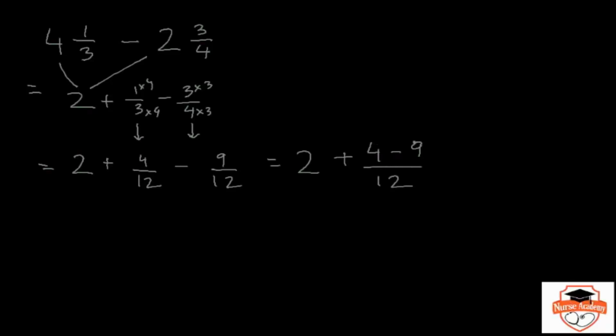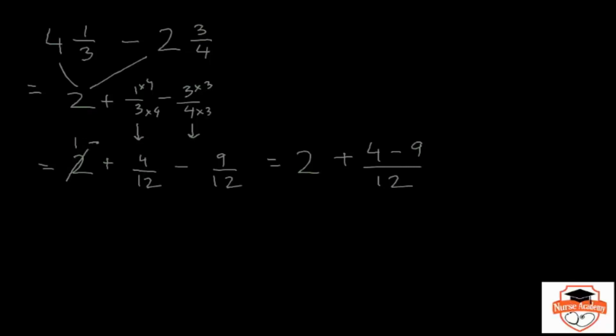4 is smaller than 9. So that's going to give you a negative number. What do we do? Remember borrowing in subtraction? That's exactly what we are going to do. Because we figured out that 4/12 is smaller than 9/12, 4/12 is not good enough to subtract 9/12. It needs help. It needs to borrow. From whom is it going to borrow? From this 2 wholes. The 2 wholes changes to 1 whole because it's going to lend 1 whole to this 4/12.